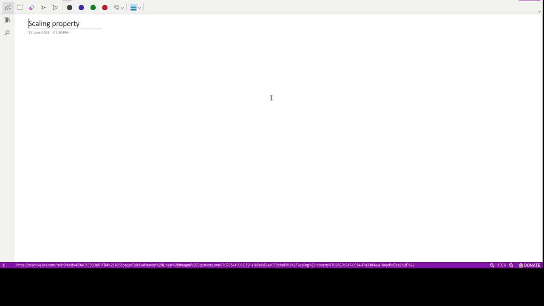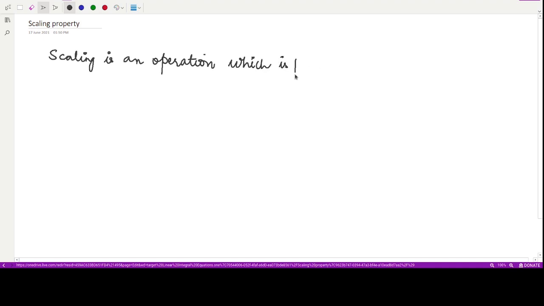In this video we shall be seeing the scaling property. So first of all we should understand what is scaling. Scaling basically is an operator. So I can say scaling is an operation which is being performed onto some given function or signal.